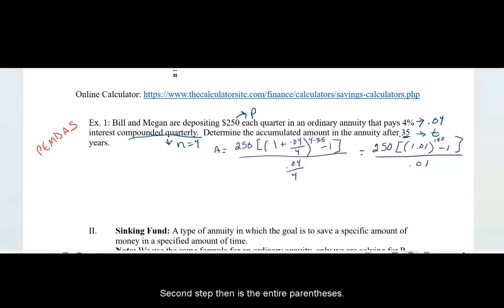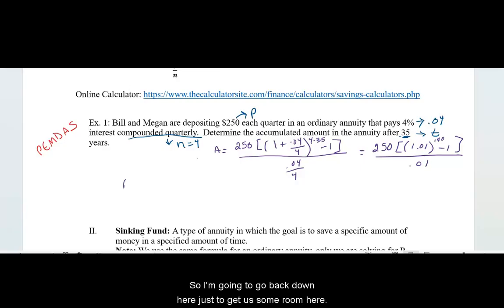Second step then is the entire parenthesis, what's inside the bracket. So on your calculator, you're going to take 1.01 to the 1/40th power, okay, enter, get your answer, and then minus 1. Okay, so take the power first, then subtract 1. So I'm going to go back down here just to get us some room here. We still have the 250, so I haven't done anything with that yet.